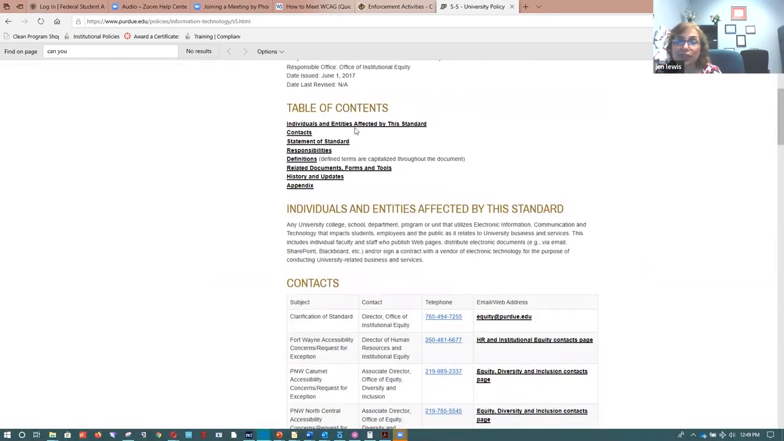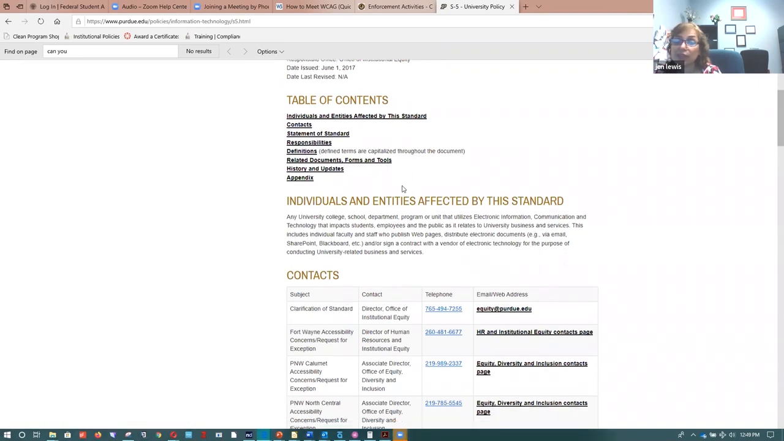And it's kind of broken down into sections. Who's affected, who you contact, what do we believe we're going to do, what are we committed to doing, how are we responsible, what are the specific terms, and any tools, forms, and then the history of the updates.